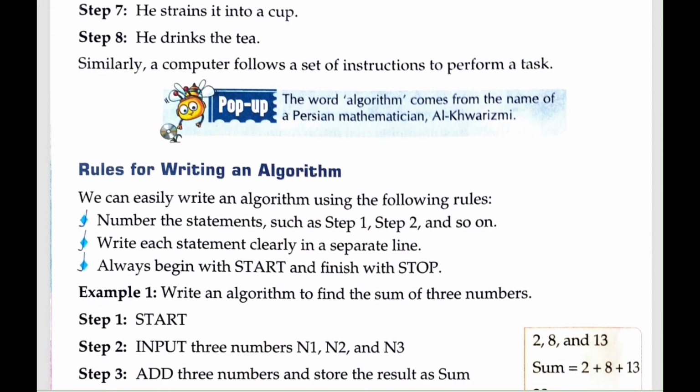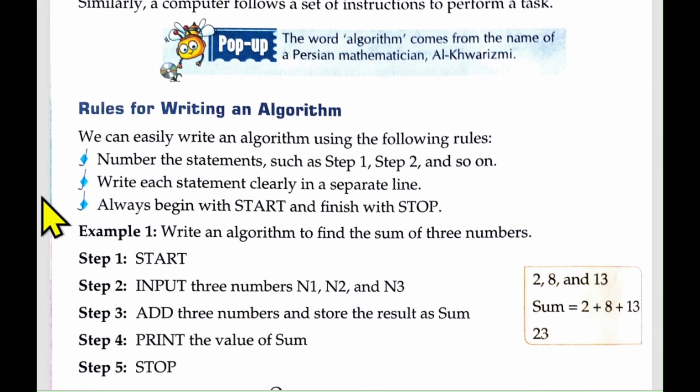Now let's come to know one example of algorithm. The first one: write an algorithm to find the sum of 3 numbers. So step 1 will be start. Next step, input 3 numbers, n1, n2, and n3. Then add the 3 numbers and store the result as sum, and print the value of sum. Here we are printing the answer, and at last stop.